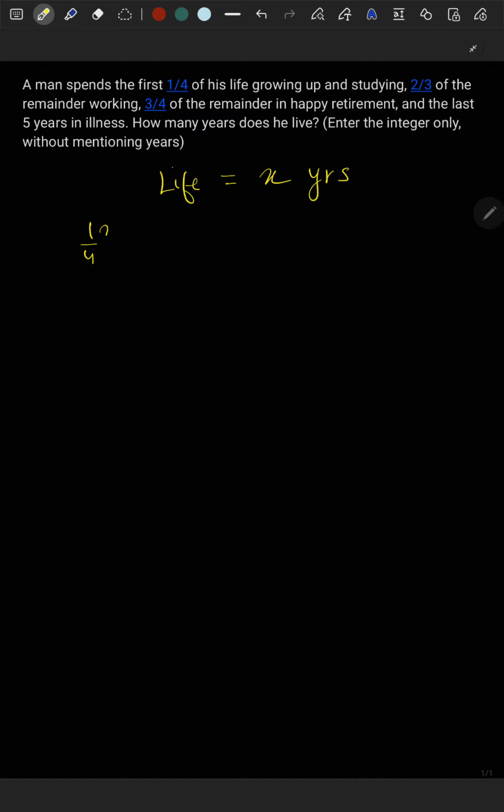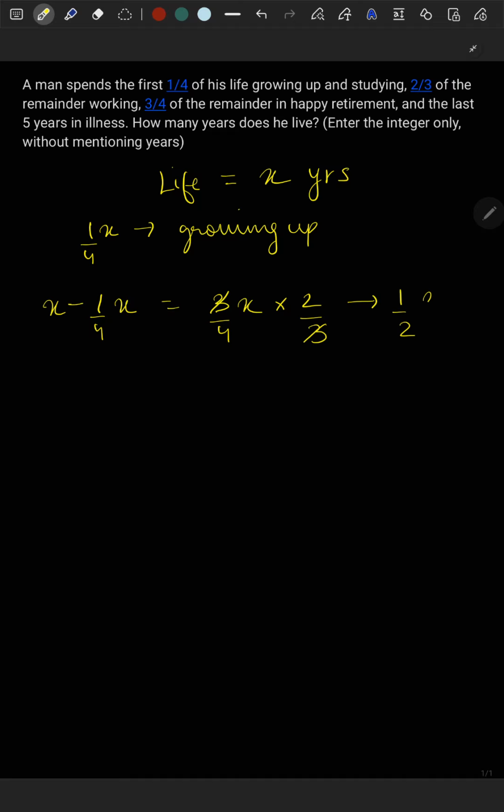1/4 is growing up, so 1/4 of x is growing, and then comes 2/3 of his remainder is working. So for the remainder, we will do life minus 1/4 of the growing up, that is 3/4 of the x, and 2/3 of the remaining he is working, so into 2/3, that is his working. If you cut it off, it comes to 1/2x, and that is the working.